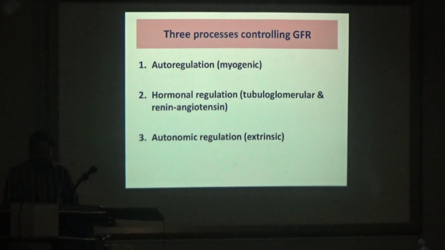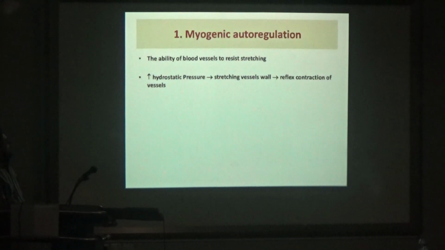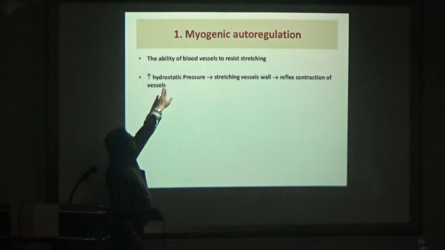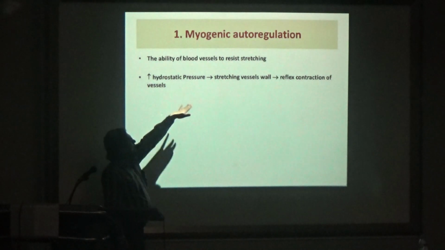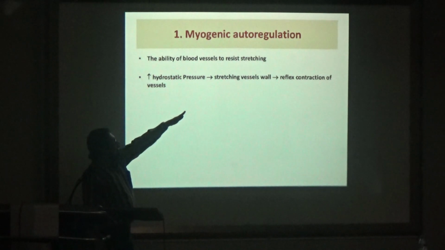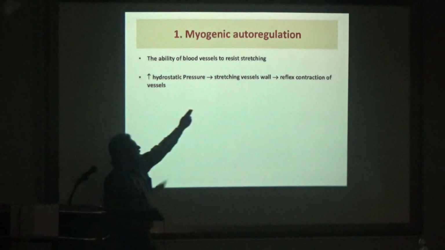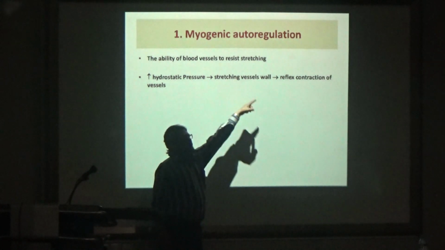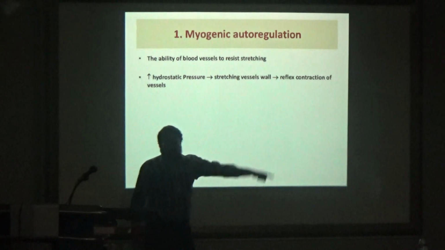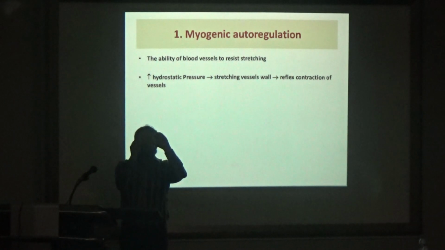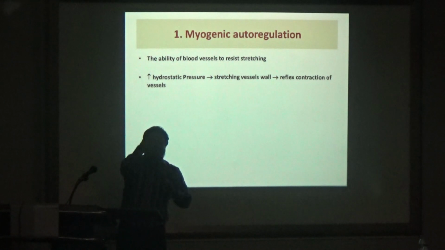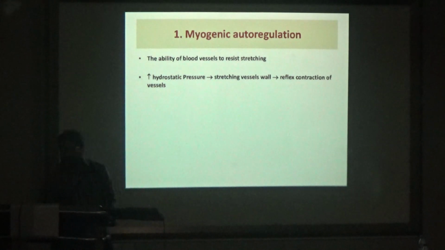So that is about the myogenic. Two other things that can control GFR: one is the hormone and one is your autonomic nervous system. We are not going into the myogenic autoregulation, but still we have written it for you. Whenever there is high pressure flowing through the afferent, there is more stretching of the vessel wall. If you stretch the vessel wall more, the vessel wall will try to constrict. If the vessel wall constricts, the blood flow to the glomerulus would be less.